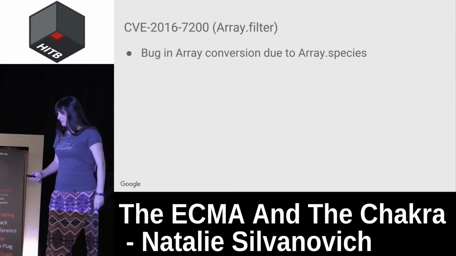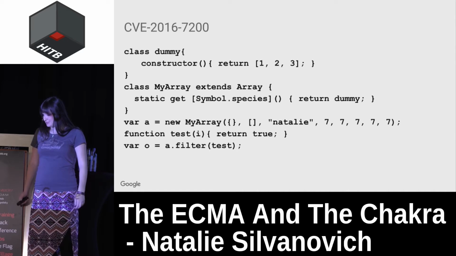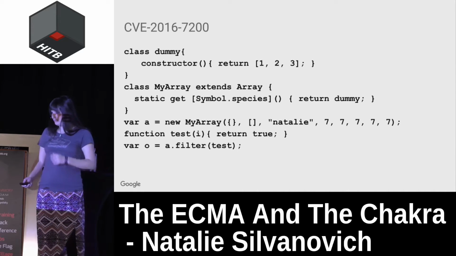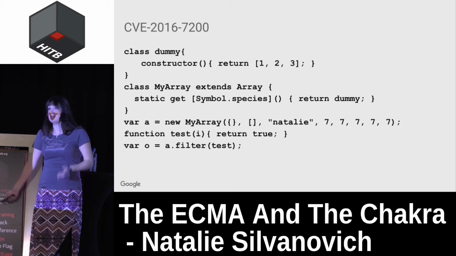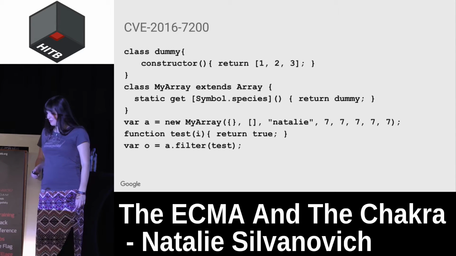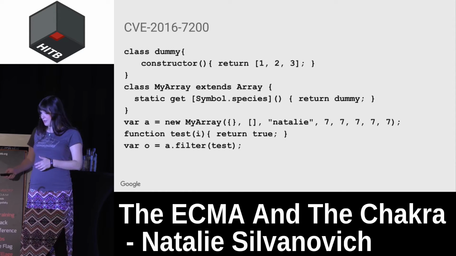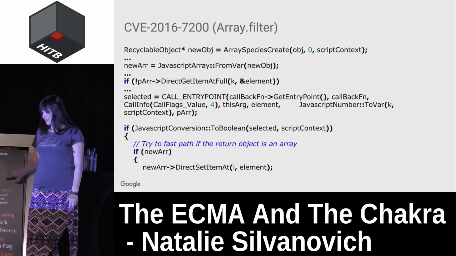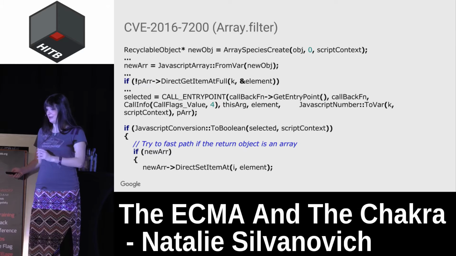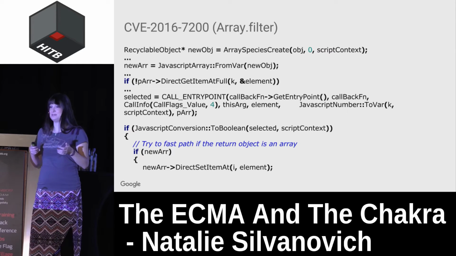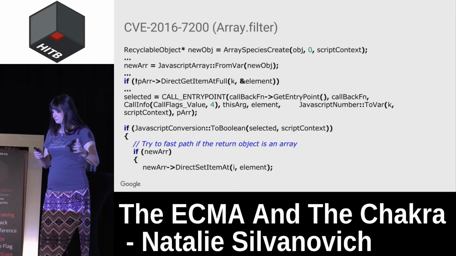So here's an example of a bug in array conversion due to array.species. To start off, you create this array, and notice this is a mixed type array. It has an object, an array, and my name in it, and then you call filter on this array. Except you've also set array.species. So this causes problems when you actually create an array. In the implementation in Chakra of array.filter, it starts off by calling array_species.create. And this creates the array that all the filtered stuff is going to be copied into.